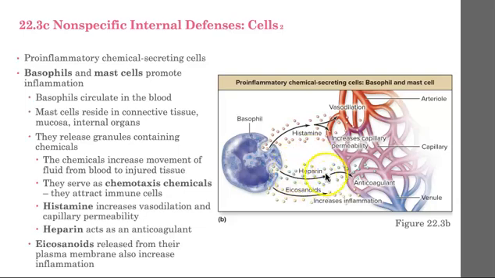We can also release heparin that is going to act as an anticoagulant, and then our eicosanoids that are released from the plasma membrane that also will increase the process of inflammation.